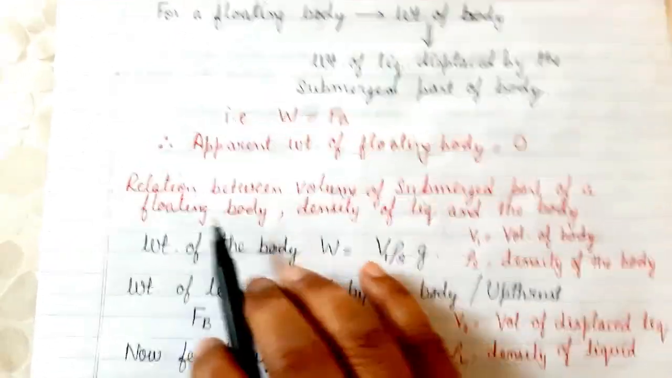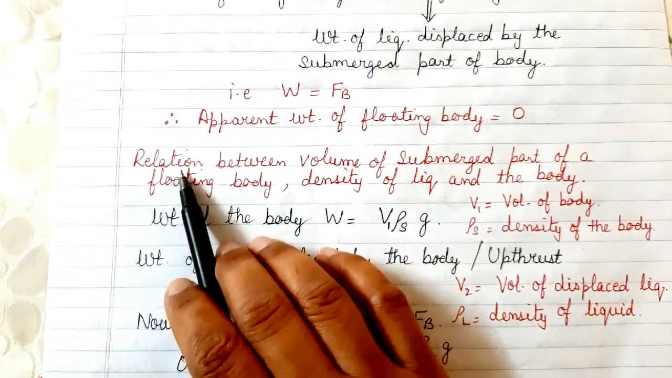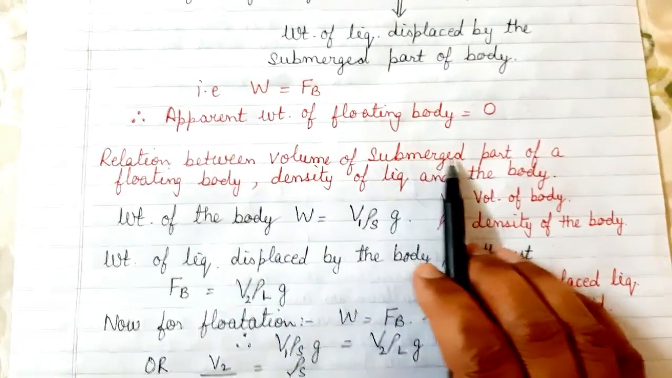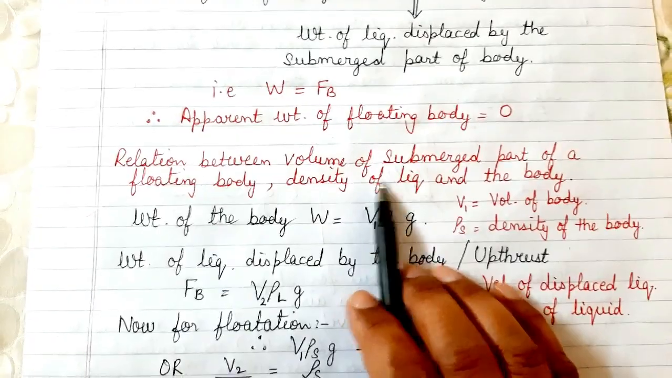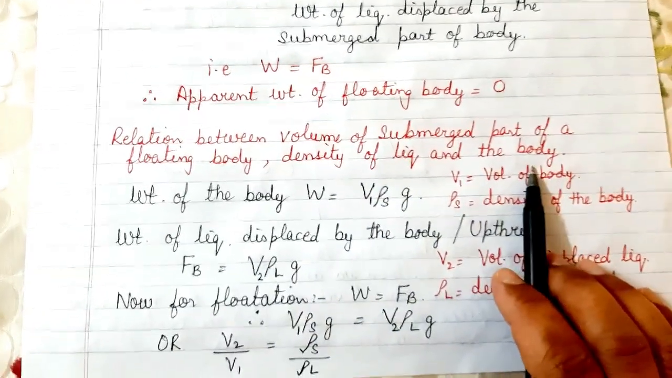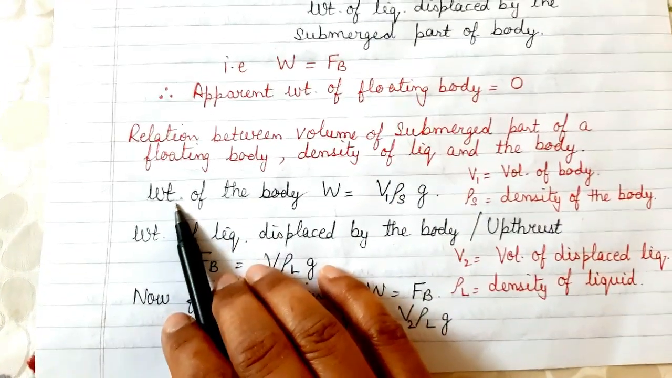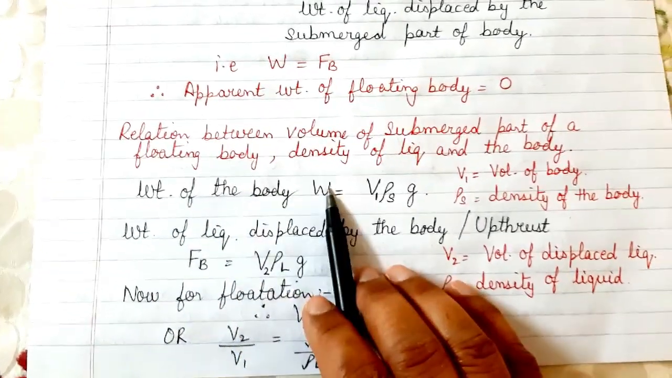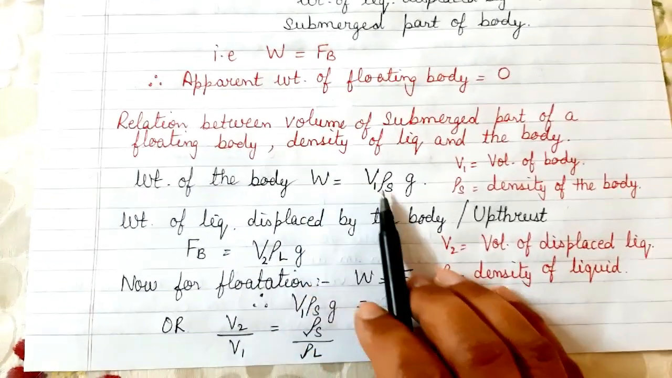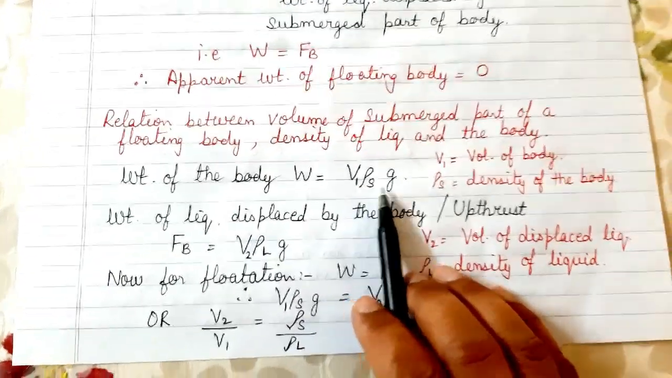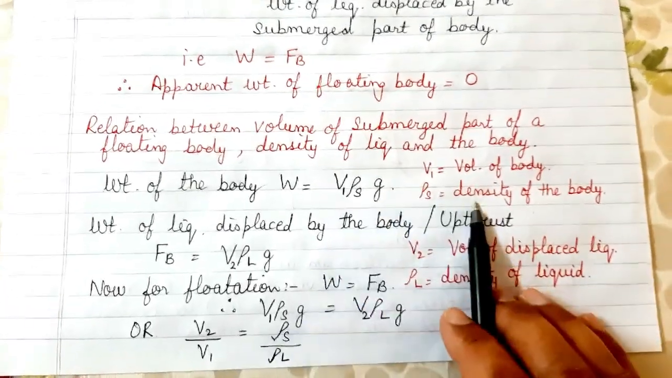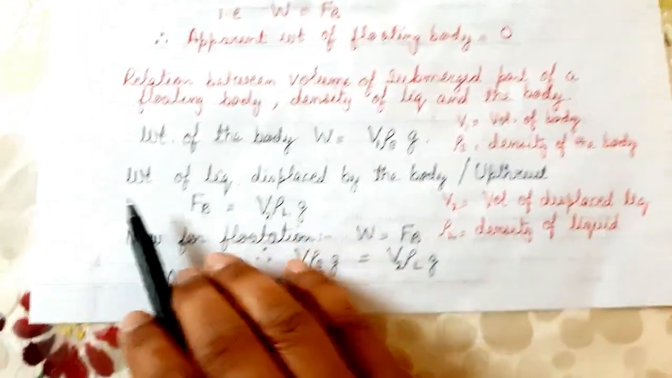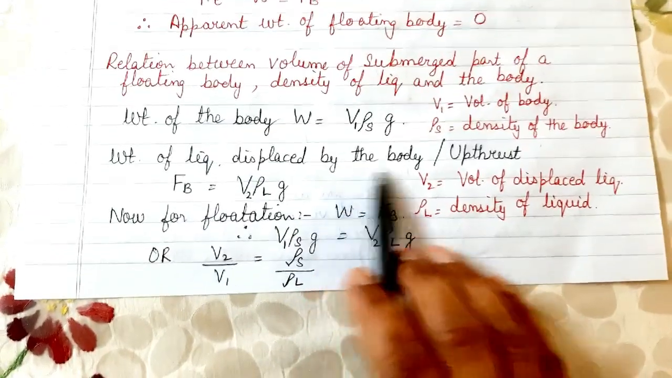Okay. Then let's look at a new thing. Now this is a kind of a derivation. I have worked out a relation between volume of the submerged part of a body and the density of the liquid in which it is submerged, and of course the body itself. Now let us consider the first point. We know that the weight of the body is denoted by capital W, and it is given by the formula V rho G. Here V1 stands for the volume of the body, rho S is the density of the body, and G. Okay, now what is the weight of the liquid displaced by the body, which is the upthrust?